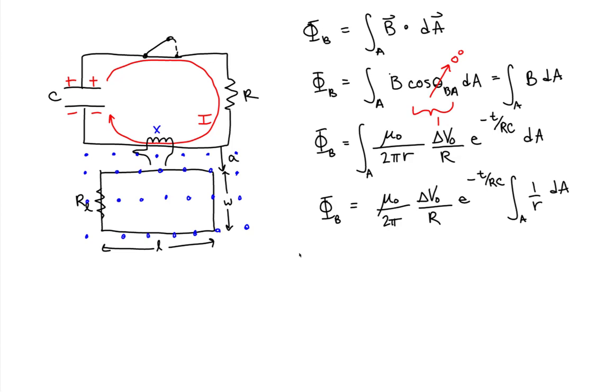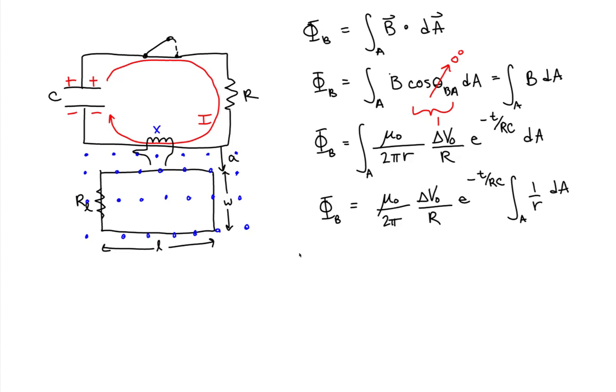Notice in the integral we have r. r is the distance away from our current carrying wire. And we have an area differential. The area differential is the area of a representative element, an element of area. So we have to either express the distance away from the wire in terms of area, or the area in terms of the distance away from the wire. Well, let's look at our diagram.